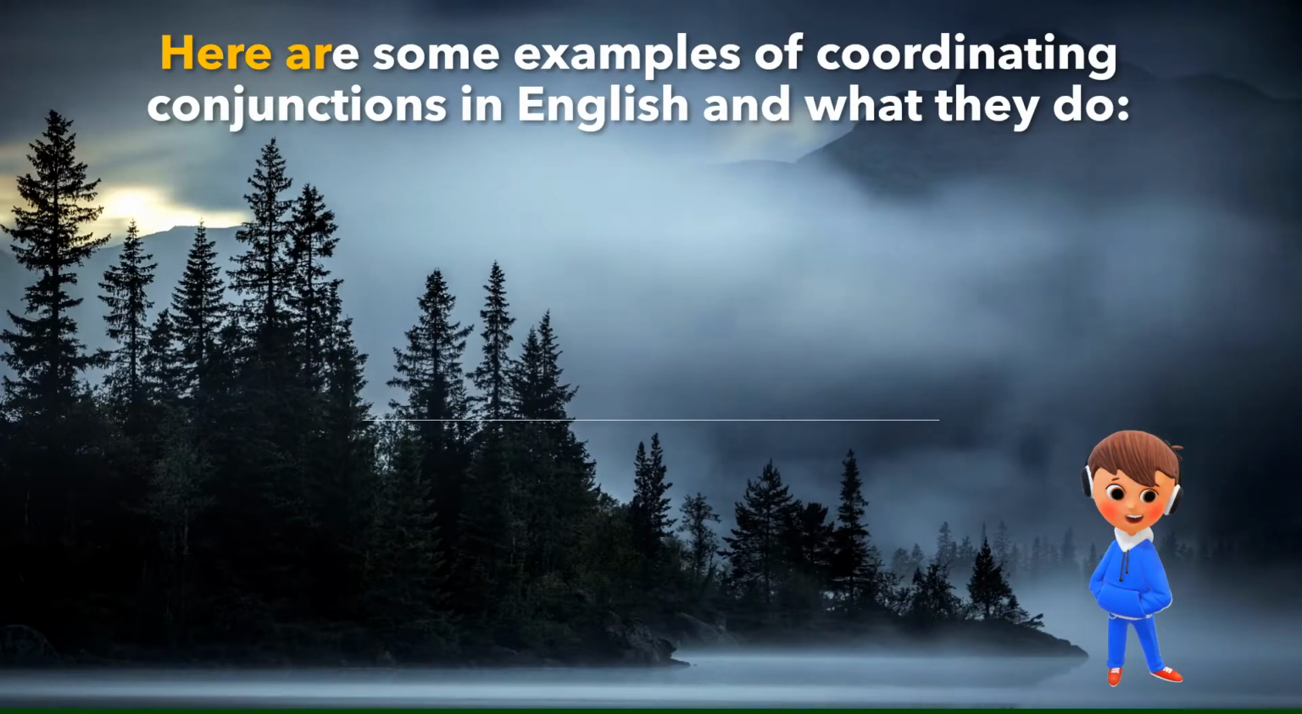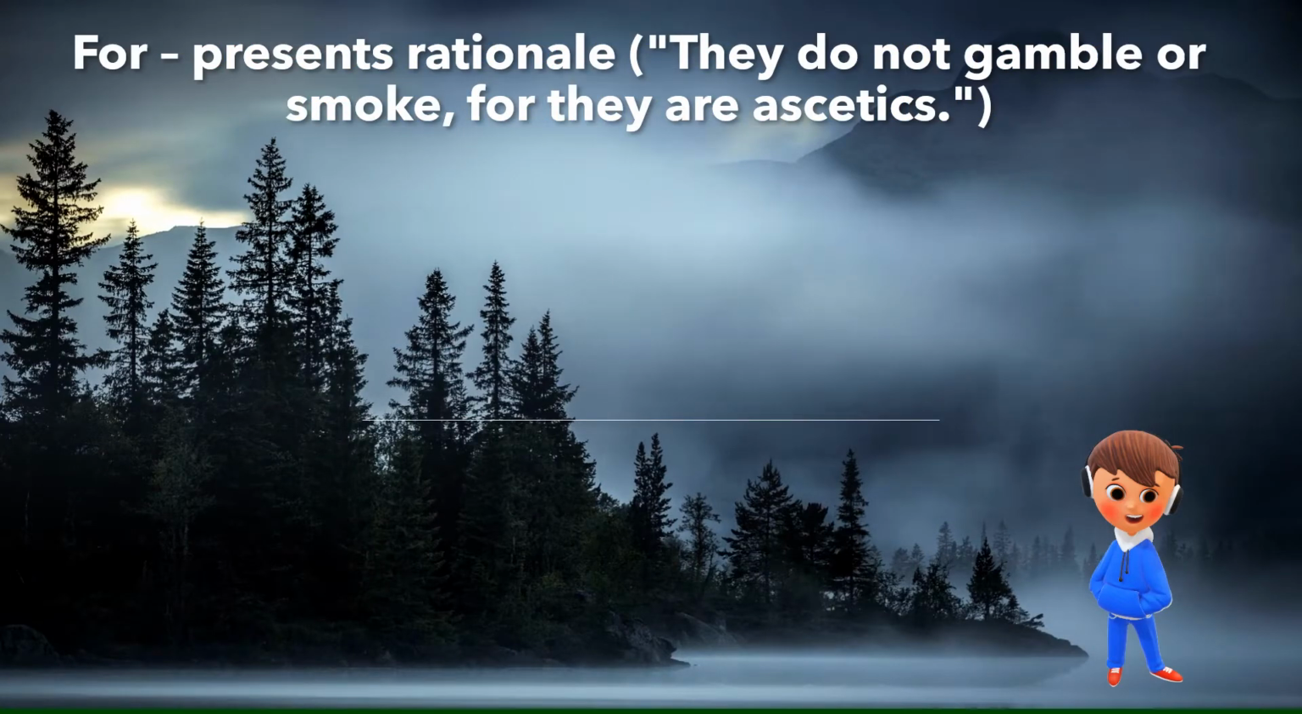Here are some examples of coordinating conjunctions in English and what they do. Narito ang mga halimbawa ng coordinating conjunction at saan ba ang gamit nito. Ano ang gamit nito? For presents rationale. Example, they do not gamble or smoke, for they are ascetics.